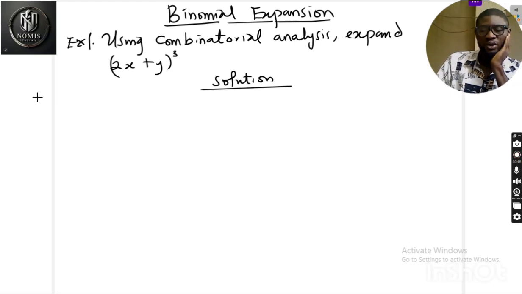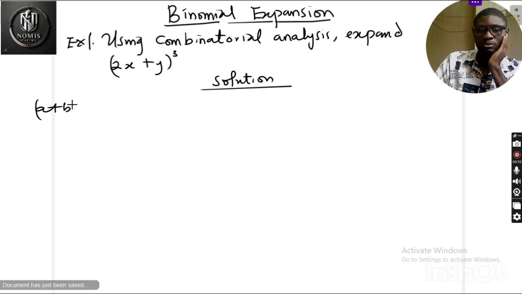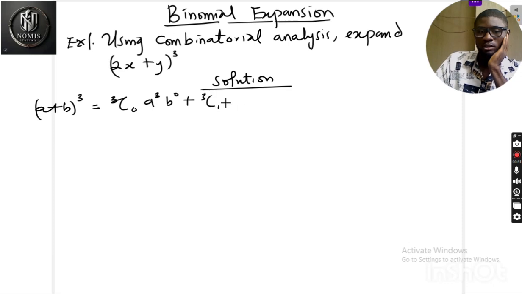Now you should recall from the previous video that (a + b) raised to power of 3 using combinatorial analysis is 3 combination 0, a raised to power of 3, b raised to power of 0, plus 3 combination 1, a raised to power of 2, b raised to power of 1, plus 3 combination 2, a raised to power of 1 and b raised to power of 2, plus 3 combination 3, a raised to power of 0 and b raised to power of 3.